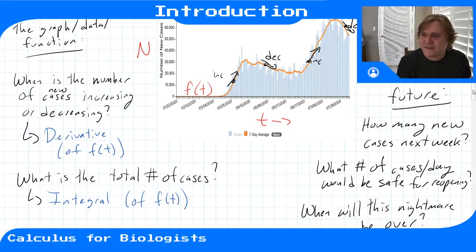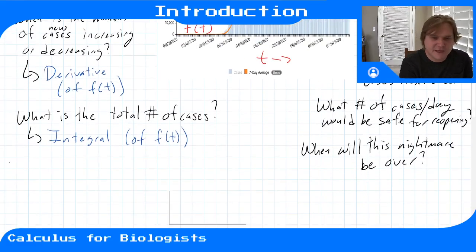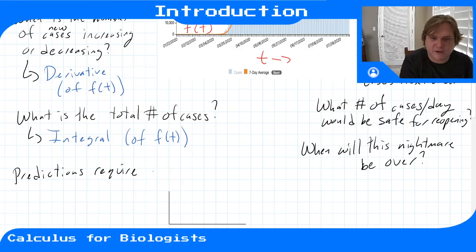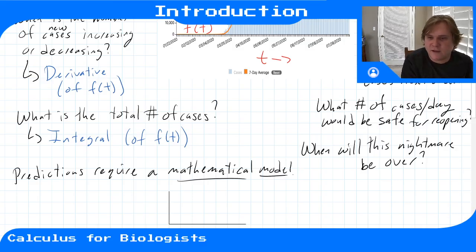Okay. And so what we learn in this class is different types of models that we can apply to biological phenomena like this, how to analyze those, how to simulate them, and answer these sorts of questions about the future, these predictions about the future. Okay? The key thing is that predictions require a mathematical model. We can answer the other types of questions just from the graph or just from the data or our function. But if we want to go further, we need a model.